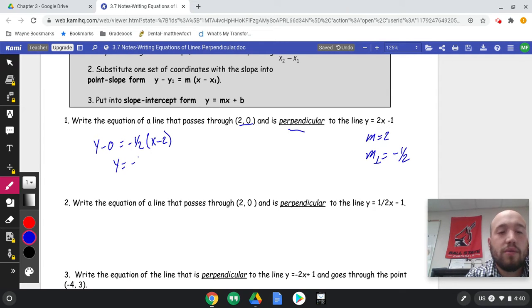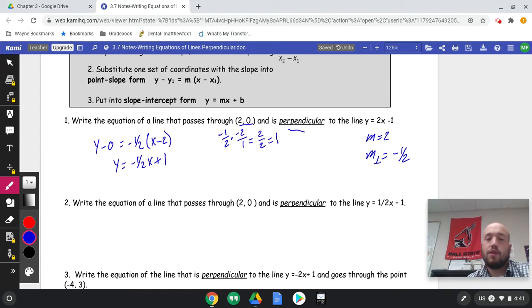We distribute negative 1/2 x. Negative times the negative is positive. Half of 2 is just 1. If you aren't sure how I did that, negative 1/2 times negative 2 over 1 would give us 2 over 2, which reduces to 1.